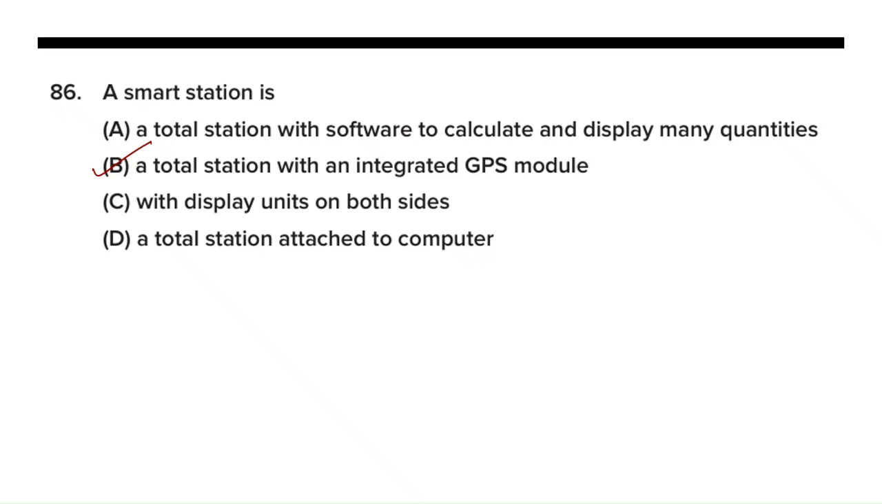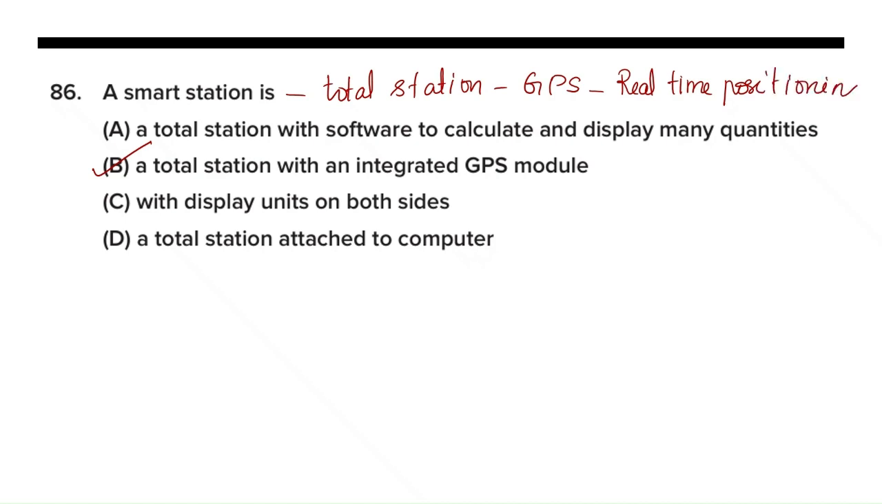So a smart station is a type of total station, and it is equipped with a GPS module. GPS means global positioning system. It also allows real-time positioning without relying solely on local reference points, and it enhances the geospatial accuracy.